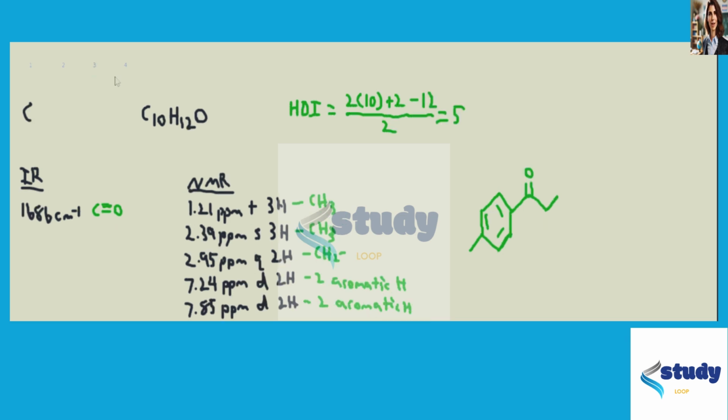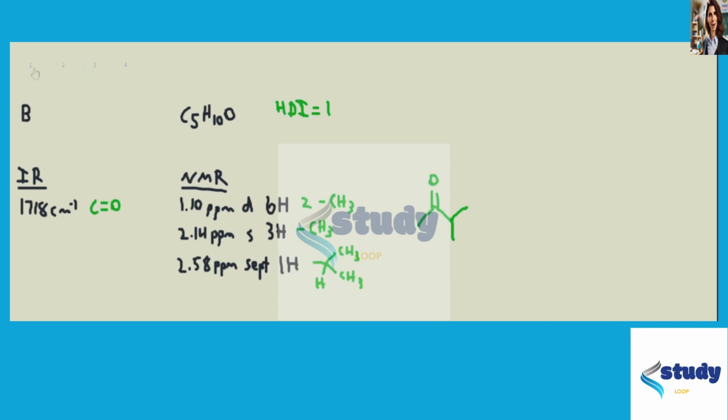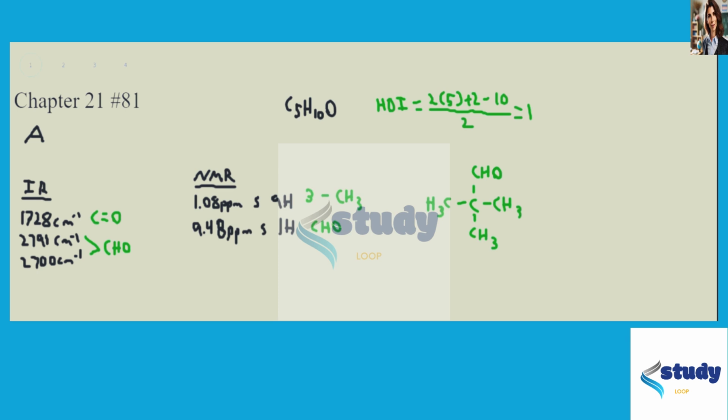And so again, these were all solved by doing an HDI first, considering the evidence from the IR, and then mainly by using NMR to figure out what pieces we had and how the pieces all fit together. And that's the answer to chapter 21, problem number 81.